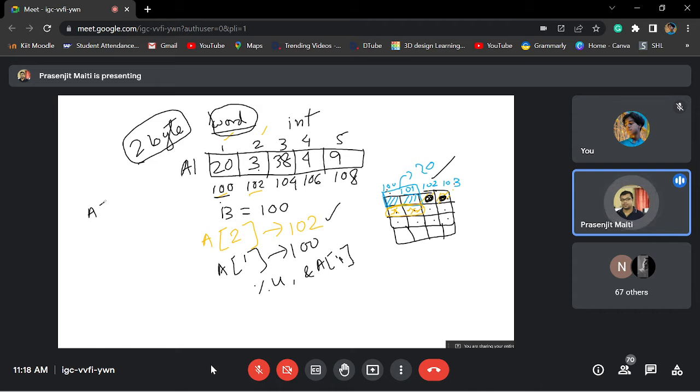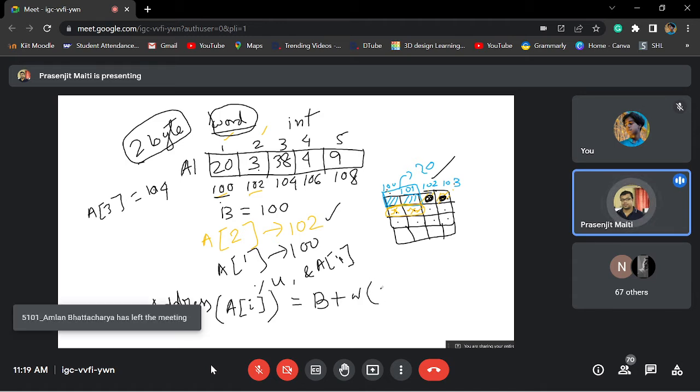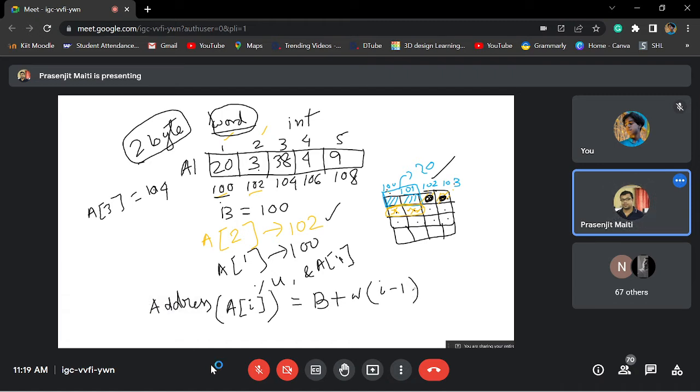What is the address of A3? A3's address is 104. So we can write a common formula: address of A[I] equals base address B plus W into I minus 1. Okay, B plus W into I minus 1.